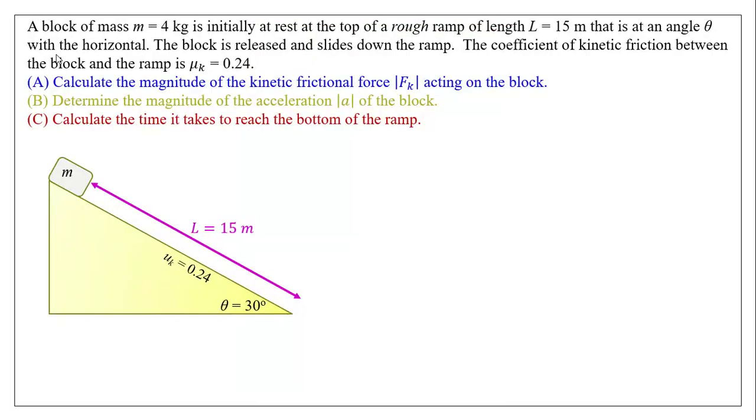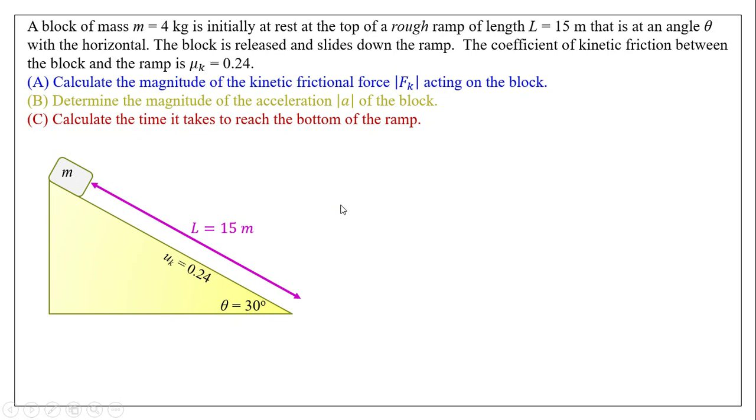Right, so in this particular problem, we have a block of mass m, which is 4 kilograms here. It's initially at rest, and it's released from the top. The ramp is rough, so the coefficient of friction of the ramp is given here as 0.24, and the length of the ramp is 15 meters, okay? The angle theta is given in the diagram as 30 degrees. So let's go ahead and crack out A, B, and C.